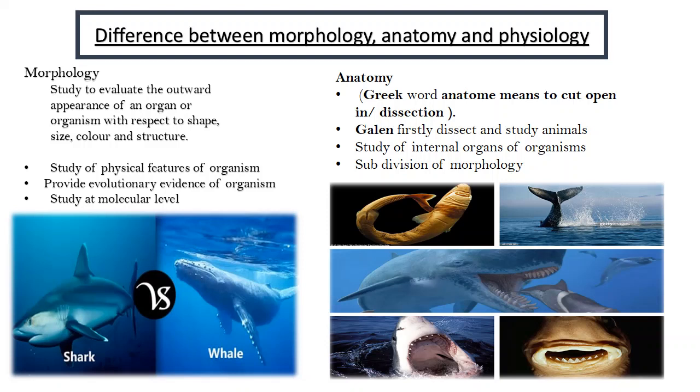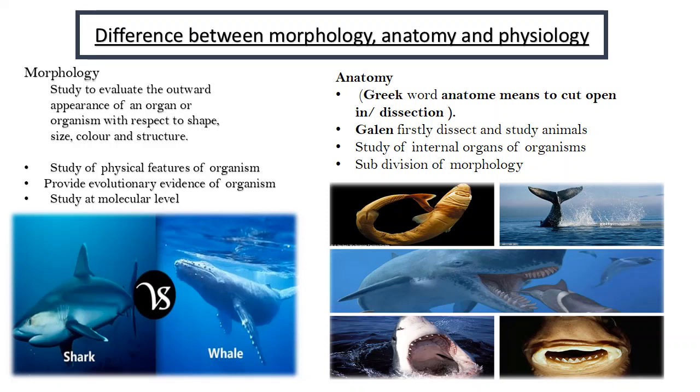Morphology is to evaluate the outer appearance of an organism, and anatomy means internal morphology. The word anatomy comes from the word anatome, which means to cut and observe. Whenever we want to observe the anatomy of an organism, the first thing is to cut and dissect it, because on the physical appearance there is no anatomy comparison. So the study of physical features is called morphology, and the study of internal organs is called anatomy. Anatomy is a part of morphology, and morphology is the bigger discipline.